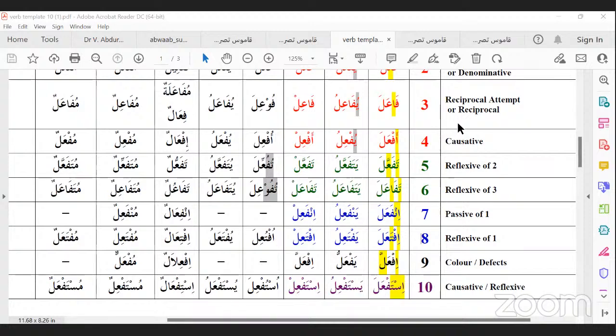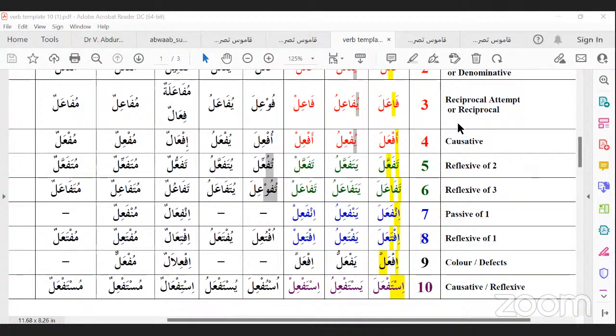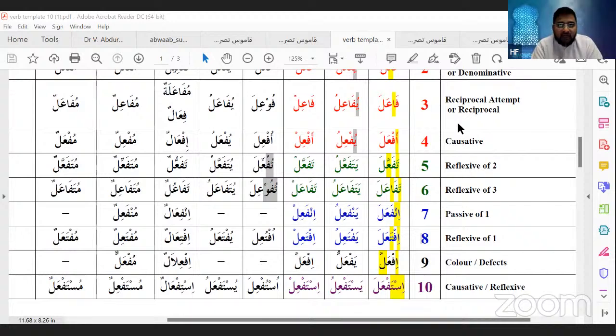Sister Batul Manji, yes. The verb is sarafa, means to change. Insarafa, yansarifu, insarif, means to turn. So insarafa, yansarifu. What will be the imperative? Sad ra fa is the root word. Alif noon, insarafa means to turn. Insarafa, yansarifu, and the imperative will be insarif.